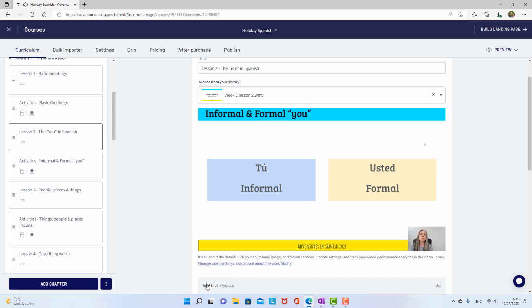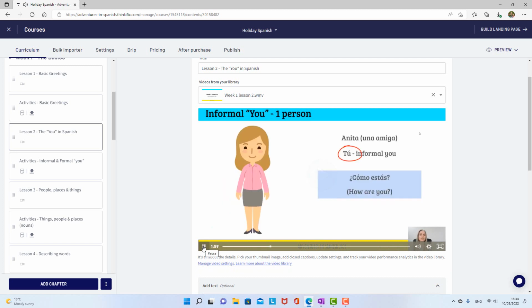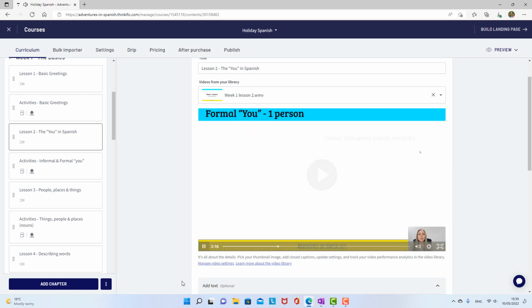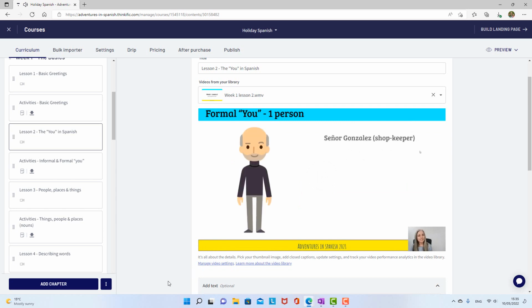This is the one that you use when you're addressing people that are the same age as you, friends and family, or children, or anybody that's younger than you. We have this. So Anita is a friend of yours, you want to ask her how she is, you would ask, ¿cómo estás?